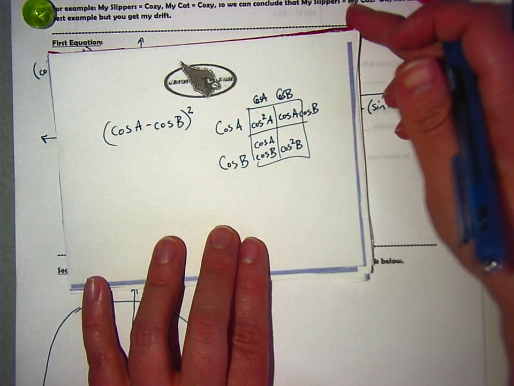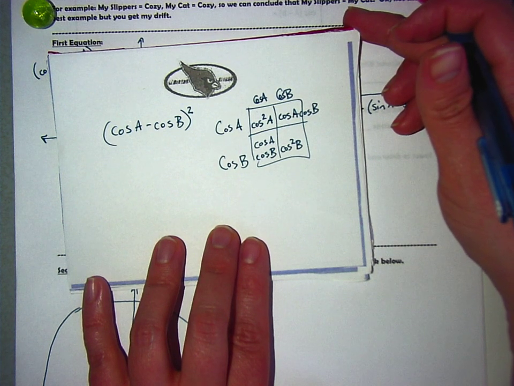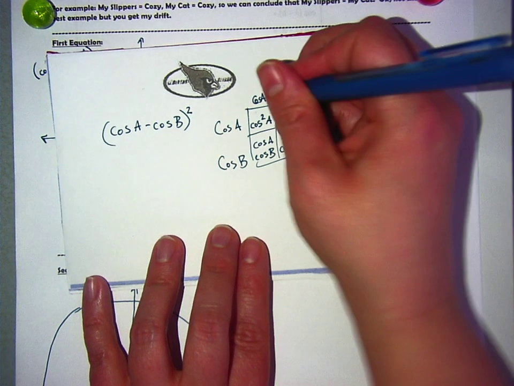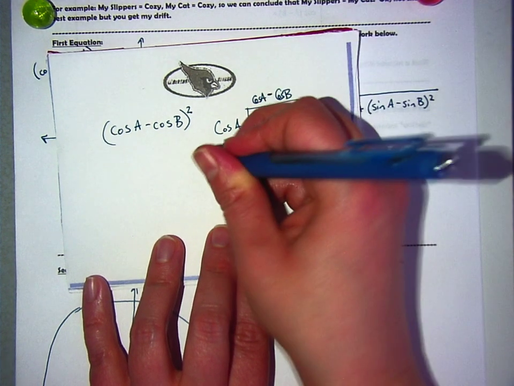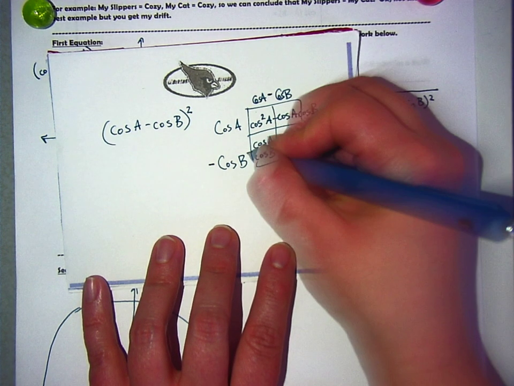Are you thinking it's cosine AB? No. Okay. Would cosine B be negative? So you're saying like that? Yeah. That is right. You are absolutely right. And this would be a negative, and that would be a negative.